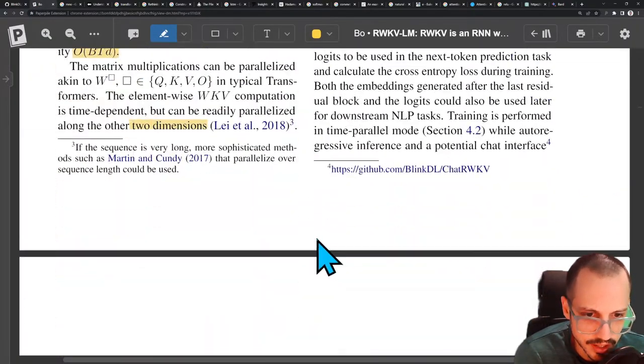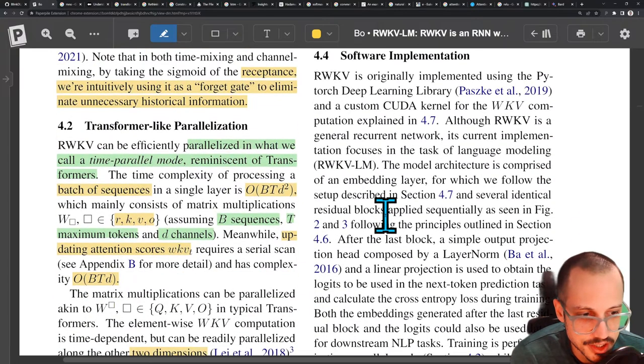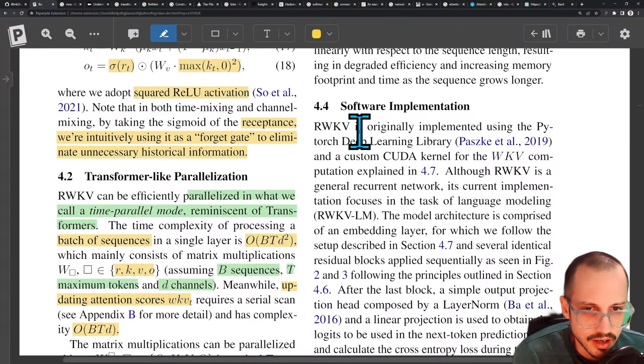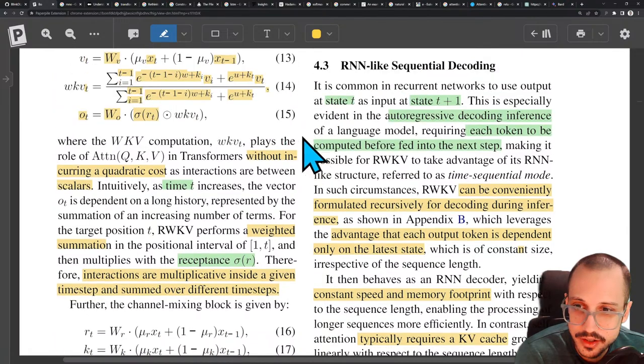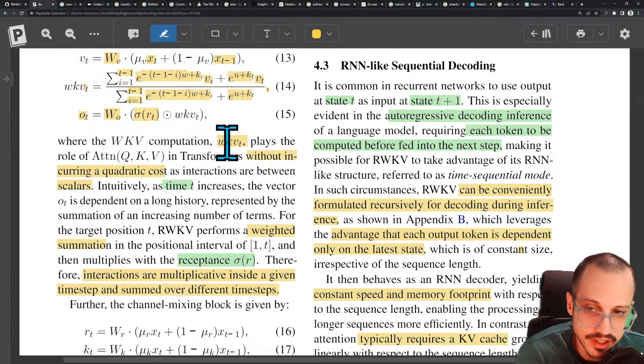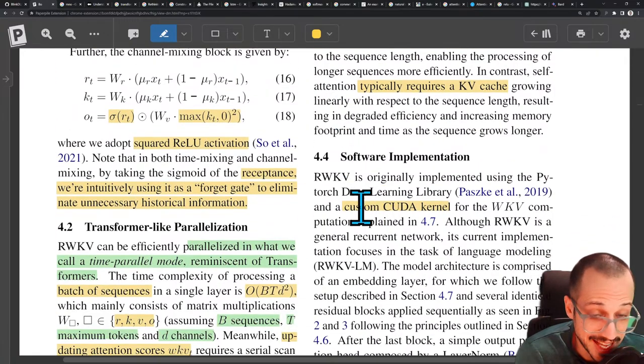All right, back to it. What do we got? Software implementation. RWKV is originally implemented using the PyTorch Deep Learning Library and a custom CUDA kernel for the WKV computation. Okay, so this WKV here, WKVT, which is their variant of the linear attention, they have their own CUDA kernel for it, right?